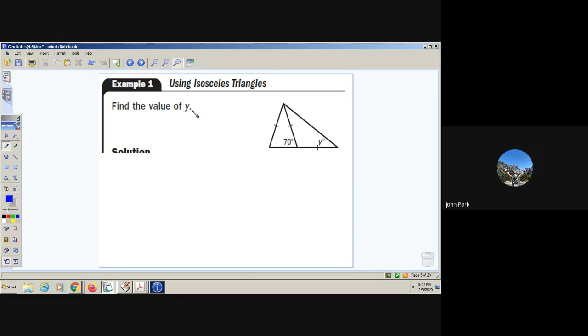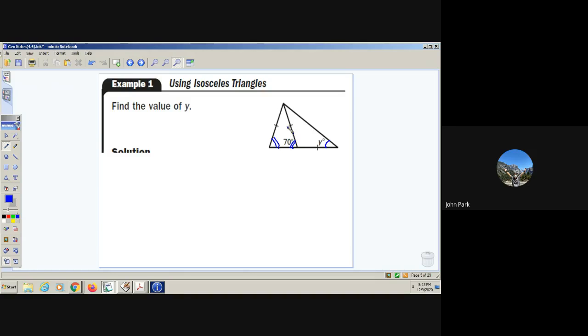All right, so if I have pictures like this, it's two isosceles triangles merged together. Using the isosceles triangle, we can figure out the value of y, which is the measurement of this angle here. We know that these two sides are isosceles, which means that this angle and this angle are congruent, which means 70 degrees and 70 degrees.